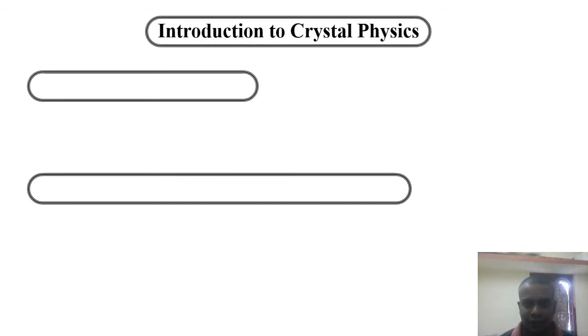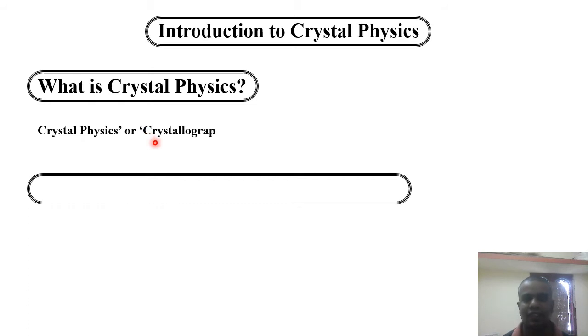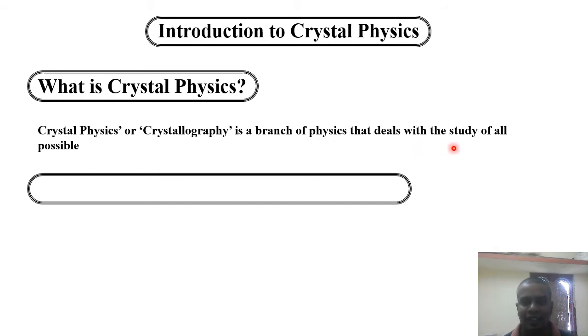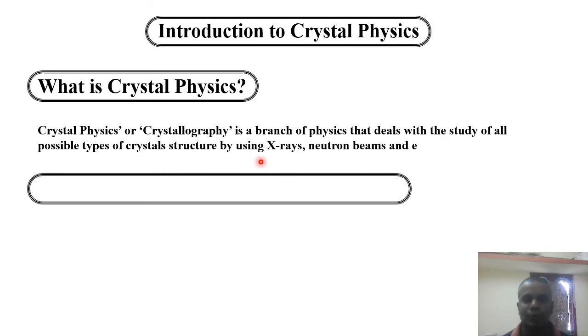Before entering into crystal physics, we can ask one question here. What is crystal physics? This is the most important question in this topic before entering the topic. To answer this question: crystal physics, or crystallographic physics, is a branch of physics that deals with the study of all possible types of crystal structure by using X-rays, neutron beam or electron beam. The X-ray diffraction method reveals the internal structure of the atom.